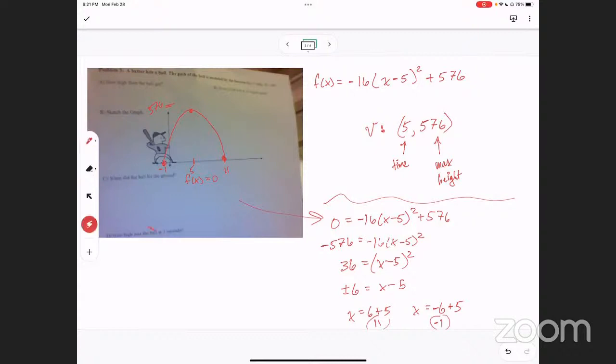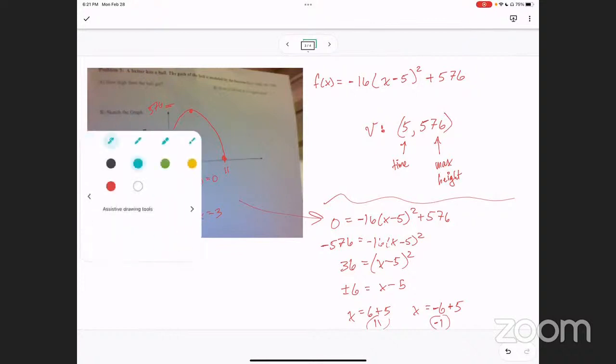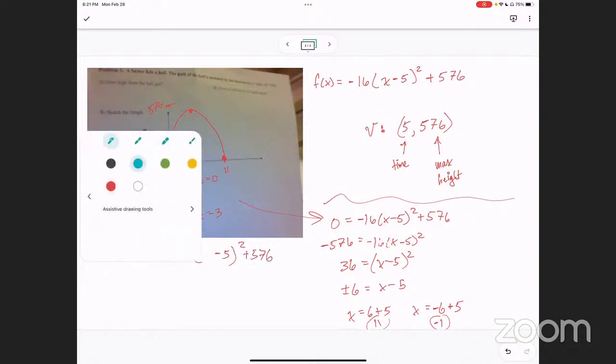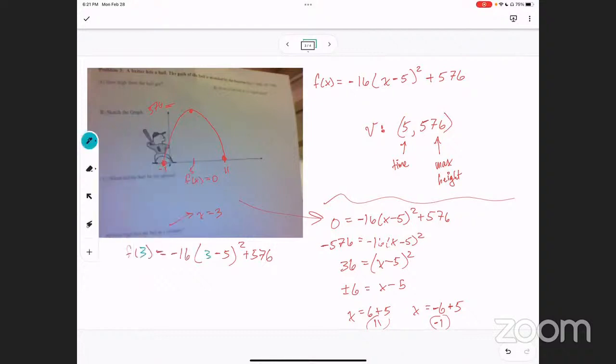So now the question says, how high was the ball off the ground at 3 seconds? Well, 3 seconds is your x. So plug in 3 to the equation. What's f of 3? Every time you see an x, you plug in 3 instead. So your equation, you're plugging 3 in for x.